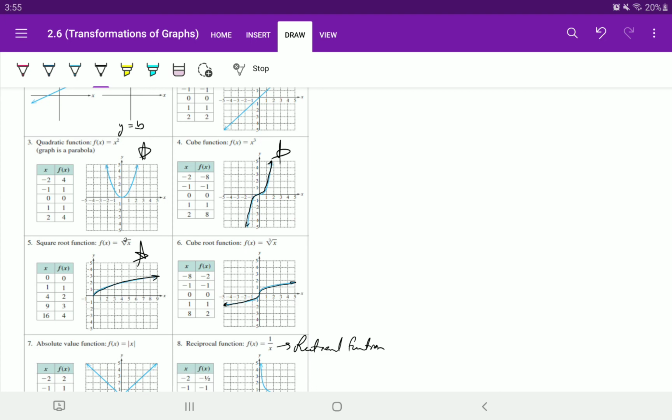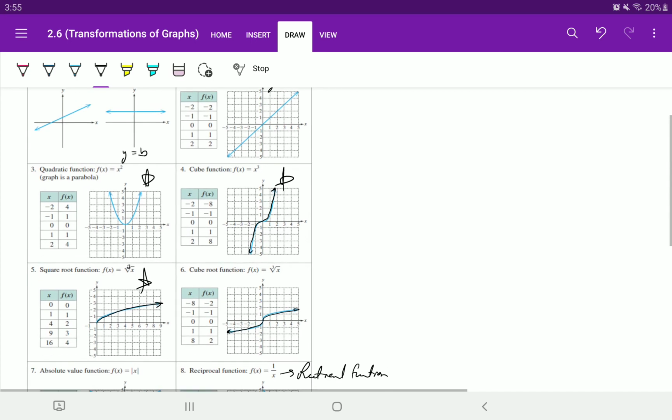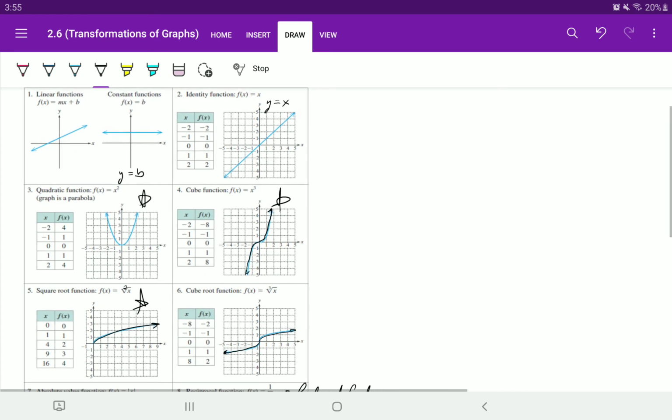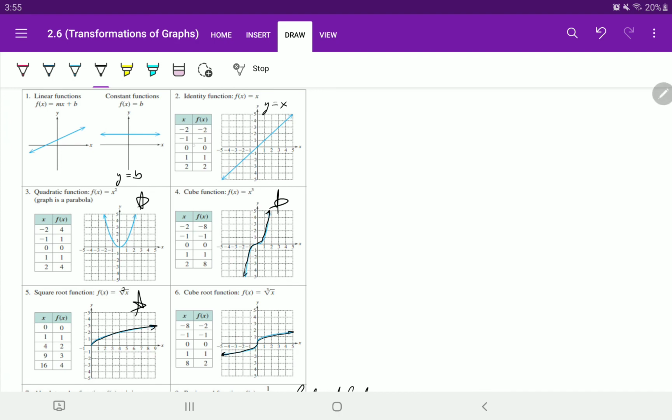Alright guys, that is it for this introductory video on the parent graphs of functions. Like I said, if you need to, pause the video, screenshot it, write it down. Also, write the table down as well. That's also on the side.